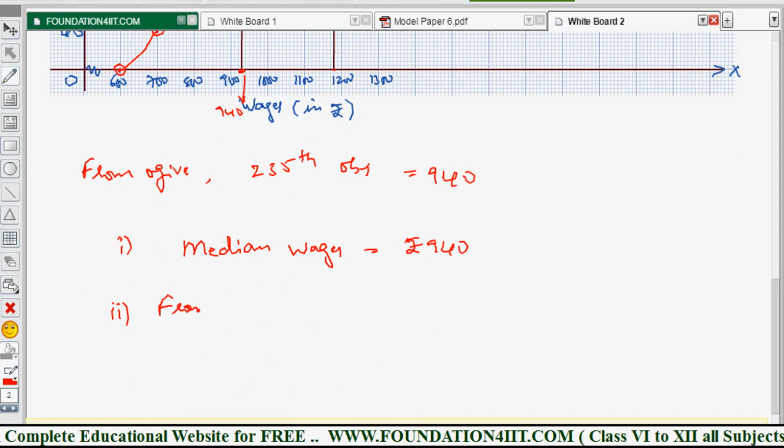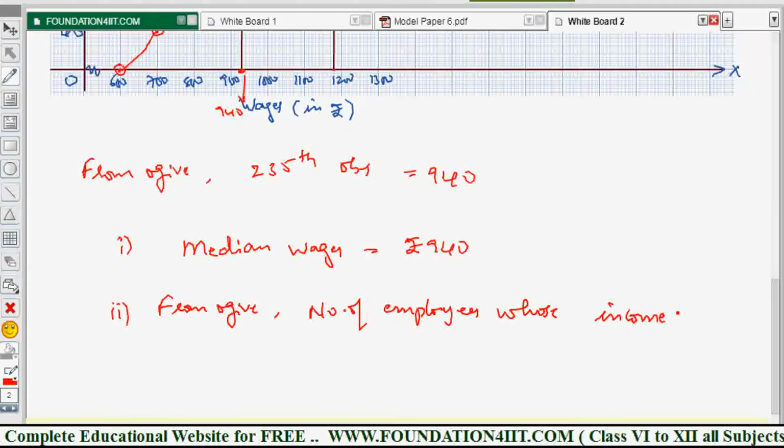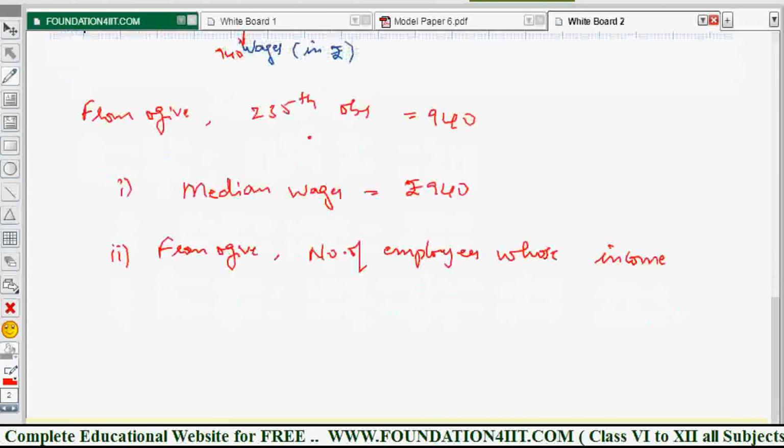So from OG, number of employees. From the paper you can do this clearly, right? Whose income. So from the graph paper, if you use the scale exactly, you get income exceeding rupees 1180. So that is touching at 440.